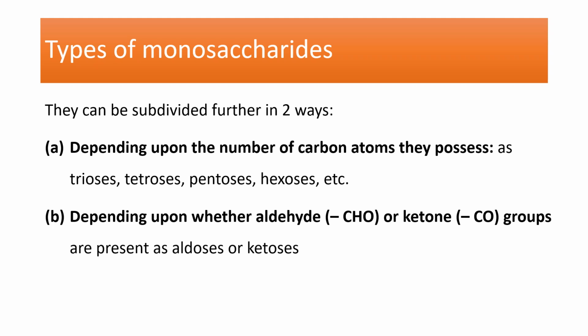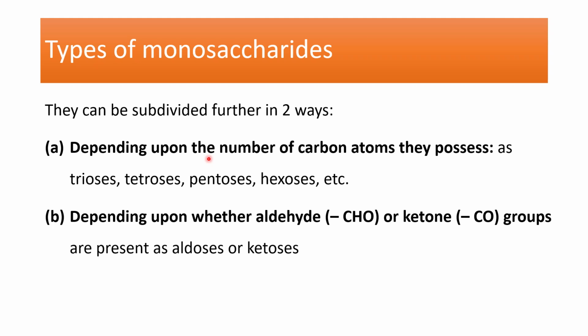Again, monosaccharides can be classified mainly in two ways. The first is based on the number of carbon atoms present in the structure, and the second is based on the functional group they have, whether it is an aldehyde group or a ketone group.